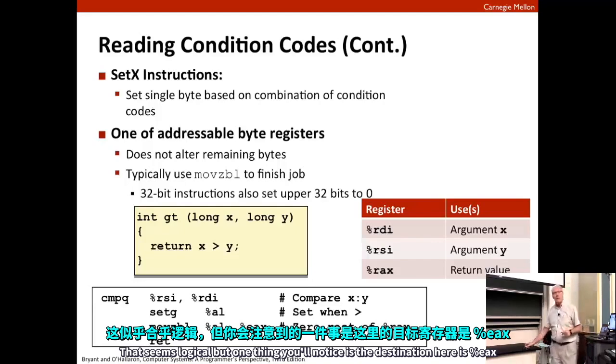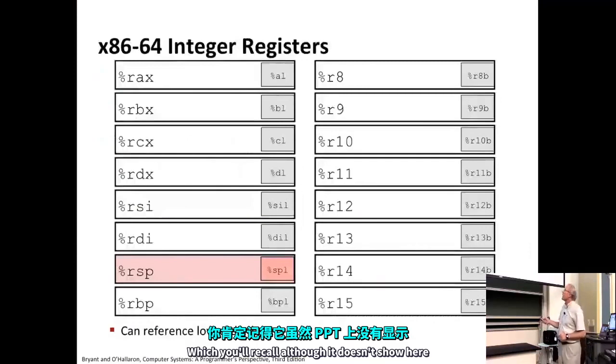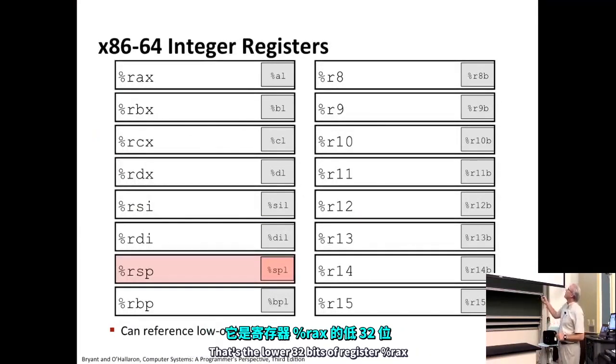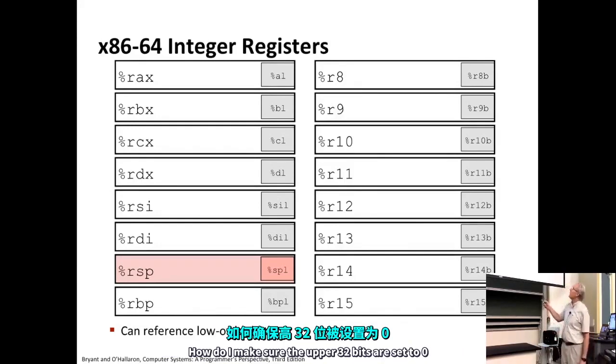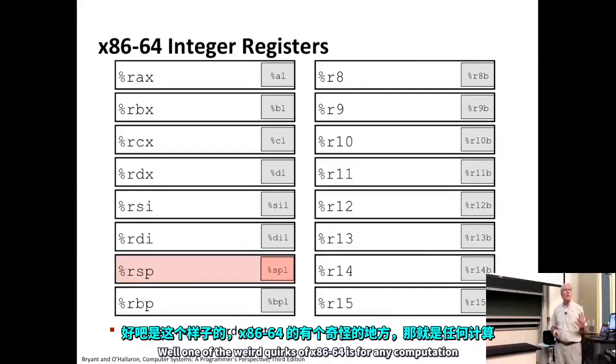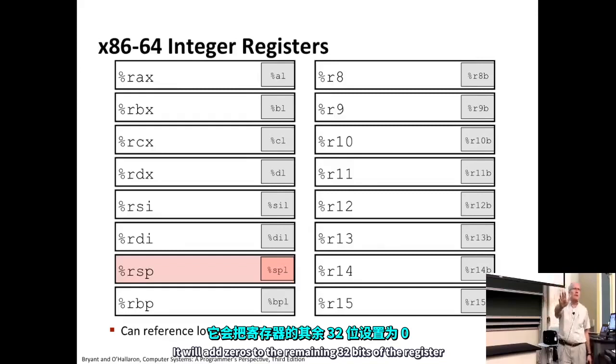That seems logical, but one thing you'll notice is the destination here is EAX, which you'll recall, although it doesn't show it here, is the lower 32 bits of register RAX. And then you'd say, well, that only got me halfway there, right? How do I make sure the upper 32 bits are set to 0? Well, one of the weird quirks of x86-64 is for any computation where the result is a 32-bit result, it'll add zeros to the remaining 32 bits of the register.